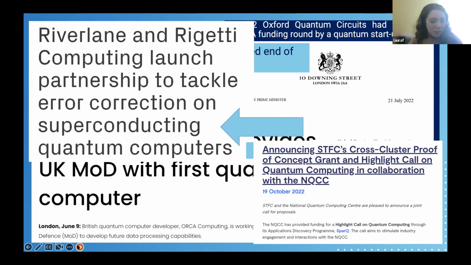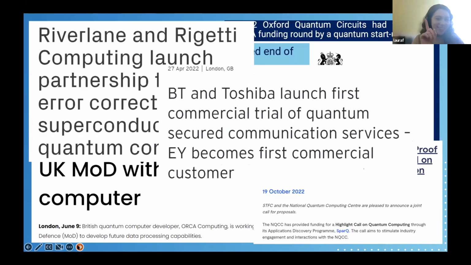So if you click one more time, I think it's one more time, Alison. Yes, this one. You can see that BT launched the world's first, at the time, commercial trial of a quantum secure communication service. It wasn't the first secure communication service, but it was the first time a trial was done with an actual commercial user at the end, which was EY. And it was really exciting to go to the top of the BT Tower, if any of you have ever been to London, to go for the launch of that event. And all of this just really shows that we do have a thriving quantum ecosystem here in the UK.